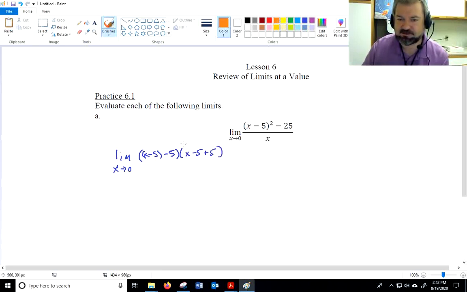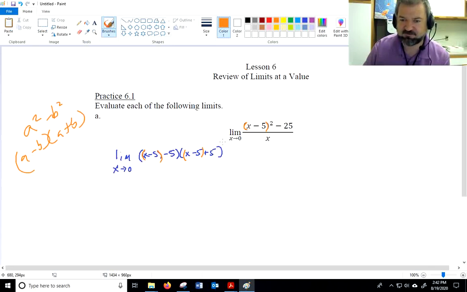So it would probably be better if I used colors to group it. You see what I'm doing there? That's this part here, and it stays the same. It's a difference of two squares, so I'm using this pattern here: a squared minus b squared is a minus b times a plus b. So I just took the squared off that x minus 5 and made it minus 5 and plus 5.